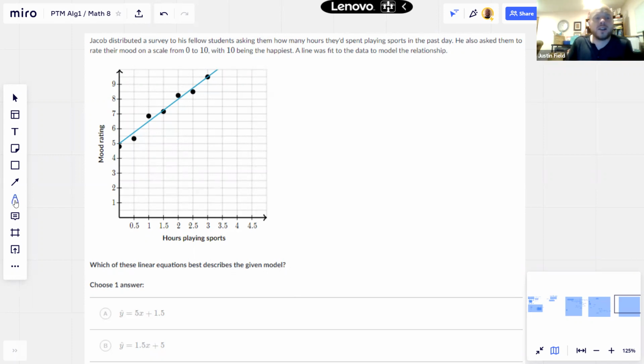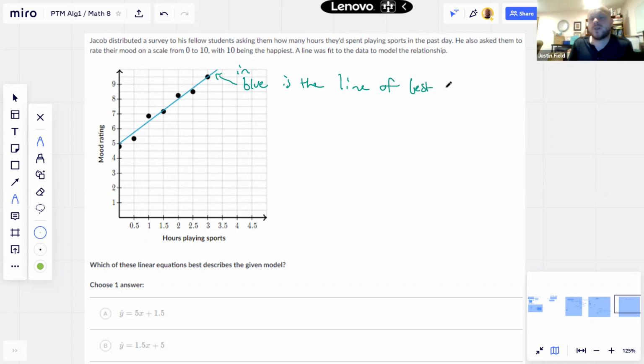Well, hey, they already gave us a blue line of best fit. In blue is the line of best fit. Well, that makes this really easy. We just have to know what's the y-intercept. Well, that's (0, 5). That's the y-intercept, which is B.